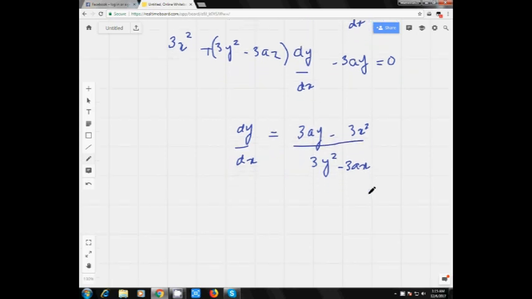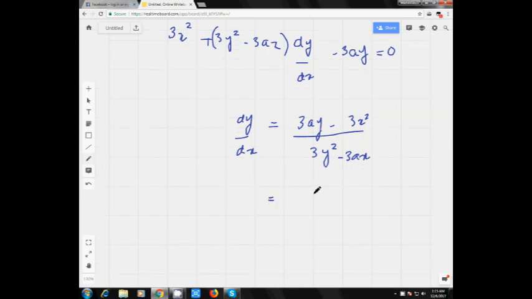So in the next step you just have to take a 3 as common between numerator and denominator, and the result is ay minus x square divided by y square minus ax. Let me check the answer.